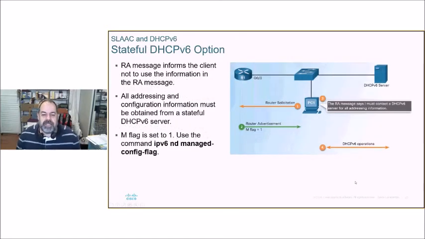And of course the full DHCP option is the neighbor discovery managed-config-flag. And so you send out your router solicitation, and the router advertisement says, I'm not going to give you the information, you've got to use DHCP. So that's what will happen.